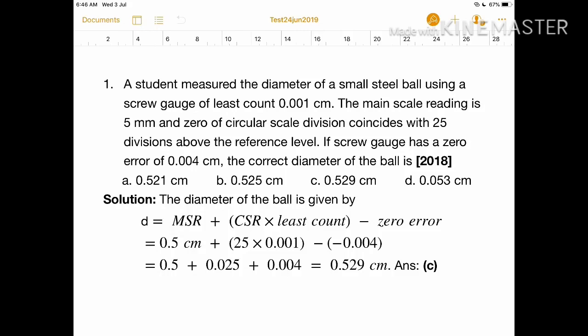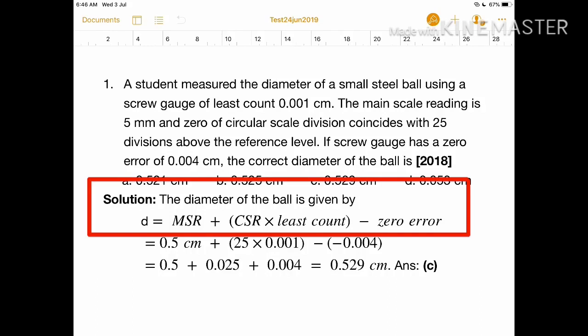Question says a student measured the diameter of a small steel ball using a screw gauge of least count 0.001 centimeter. The main scale reading is 5 millimeter and the zero of the circular scale division coincides with the 25 divisions reference level. If the screw gauge has a zero error of 0.004 centimeter, the correct diameter of the ball is.